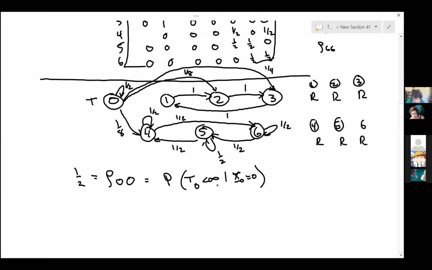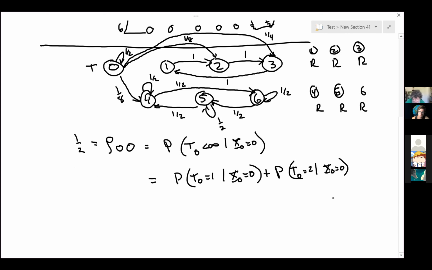And we've already seen a way to calculate this. This would be the probability of first returning in 1 step, given you start at 0. Or, which means add, you first return to 0 in 2 steps, given that you started at 0. And keep going. You first return to 0 in 3 steps, given that you started at 0, etc. That's how you can figure this out.